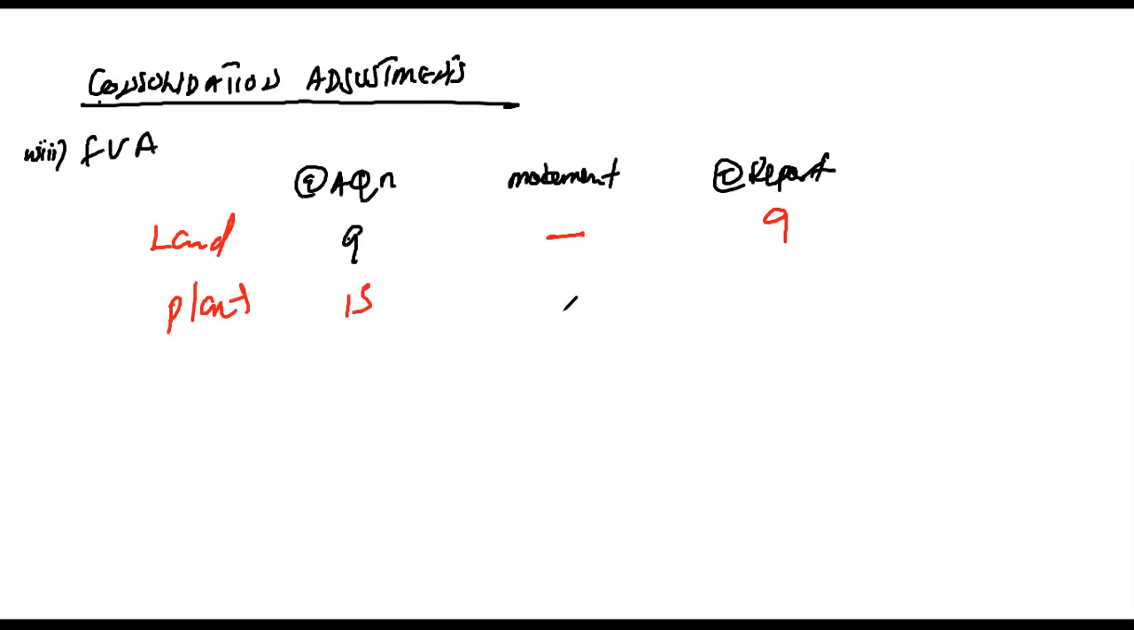So what is the movement? Was this supposed to be 15 even at report? No. We're supposed to do a simple working here to show the true value at the date of report. So what is the true value of the plant at the date of report? That's the question. What do you think we are going to do? Okay, let's go back to the question and look at our figures again.